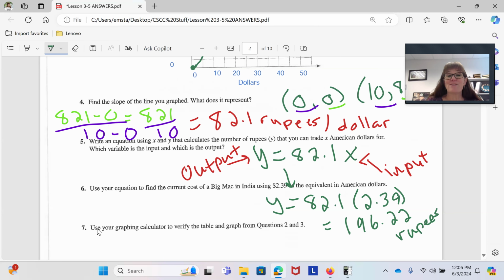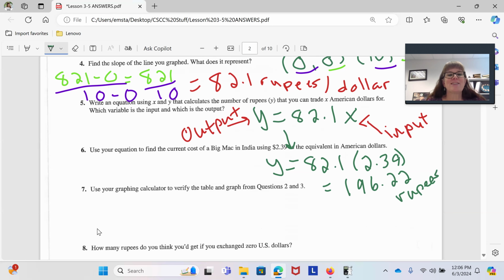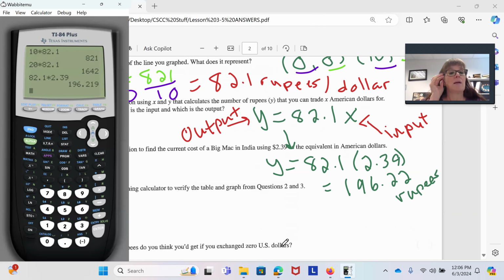I love number 7 because it gets us to practice on the graphing calculator a little bit. It says use your graphing calculator to verify the table and the graph. So this is awesome. We get to pull the graphing calculator out. And all of your graphing buttons are right below the screen. Y equals lets you enter an equation. Window lets you adjust the window. Zoom zooms in and out.